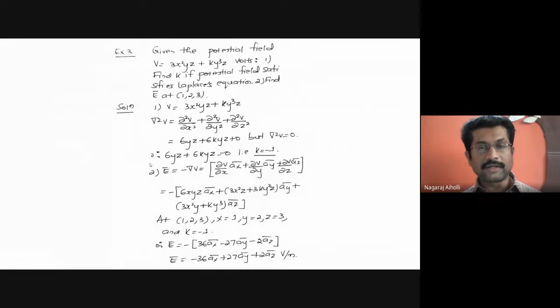One more example you take and try it for homework, students. Given the potential field V is equal to 3x square yz plus k y cube z volts, find k if the potential field satisfies the Laplace equation. And the second part is find E bar at (1, 2, 3). Note down the problem statement so that you do it as homework. I'll check in the next class.